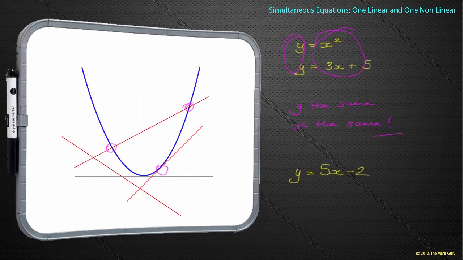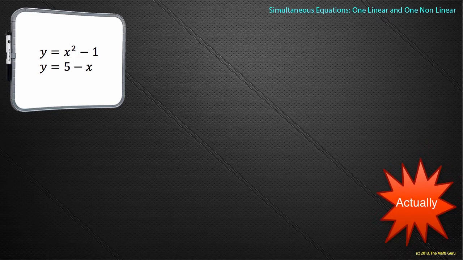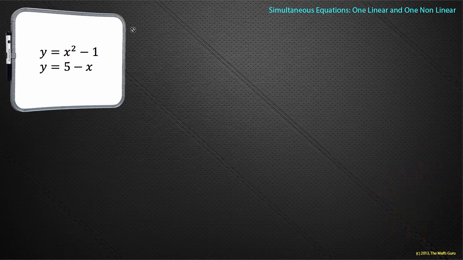Well, let's now look at an idea where we can actually put this into some sort of algebra. We now know that these equations are looking at where the x values and the y values are the same. Keep that in mind. So if I write them out, just to keep my board clean, we've got y squared equals x squared minus 1 and y equals 5 minus x. Remember, we're looking for where x's and y's are the same.